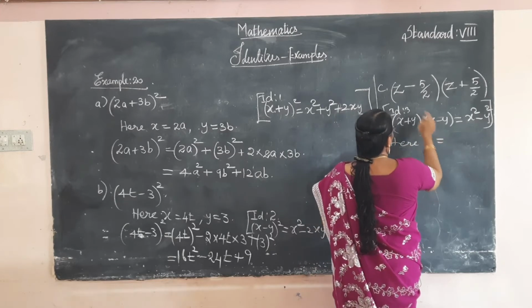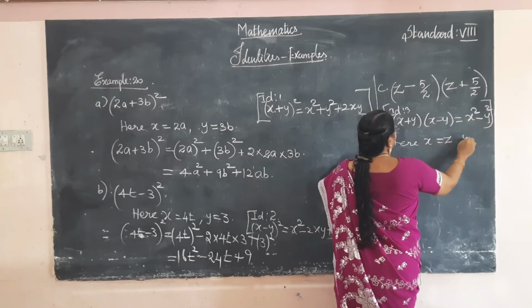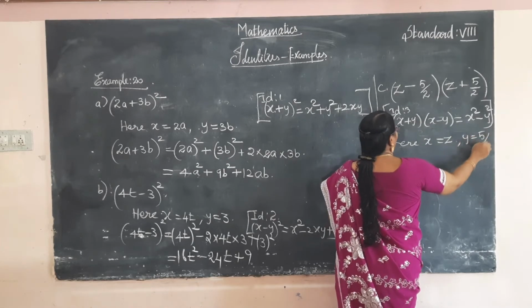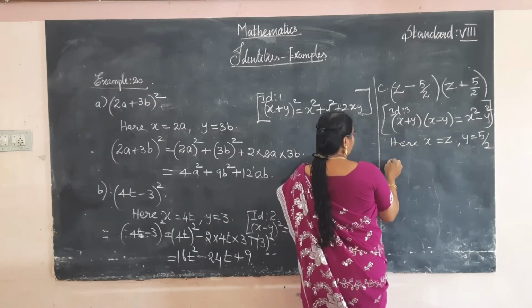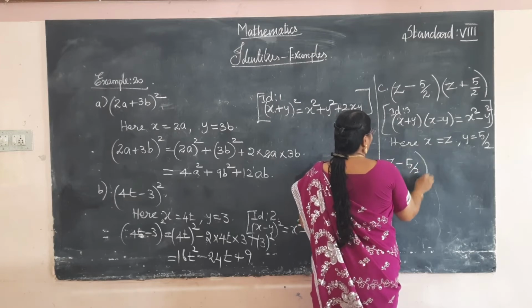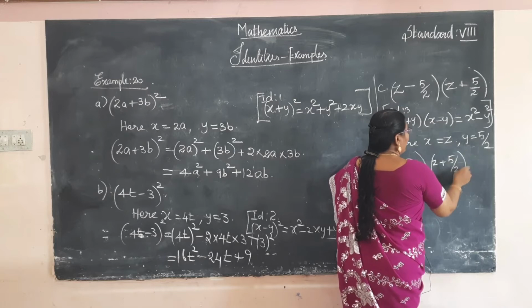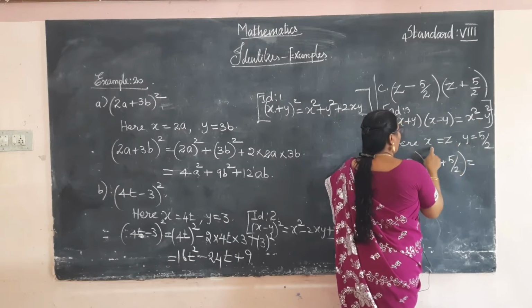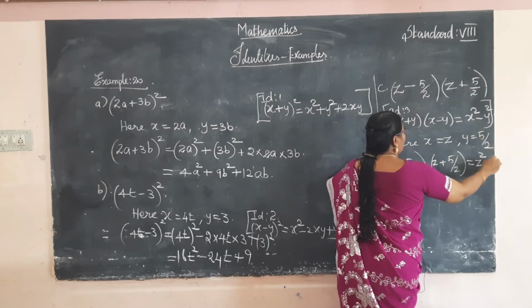X is equal to, what is the x value here? Sorry, z. And y value was 5 by 2. Substitute in the identity. (z minus 5 by 2) into (z plus 5 by 2) is equal to x square minus y square. What is the x square value? Z square minus, what is the y value?